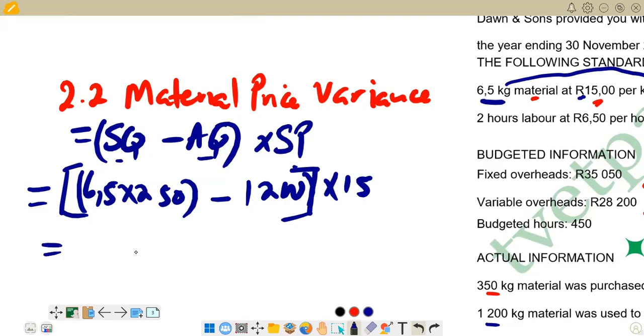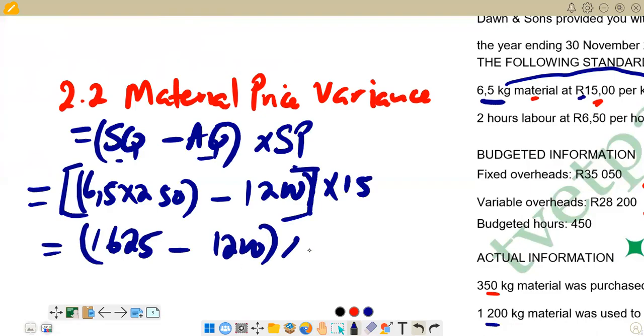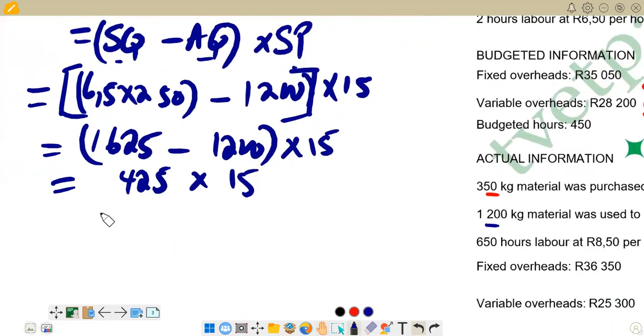Let's break it down as we calculate it. 6.5 times 250 gives you 1,625, and then you subtract 1,200, which gives you 425. Then you multiply by 15. 425 times 15, we get 6,375.